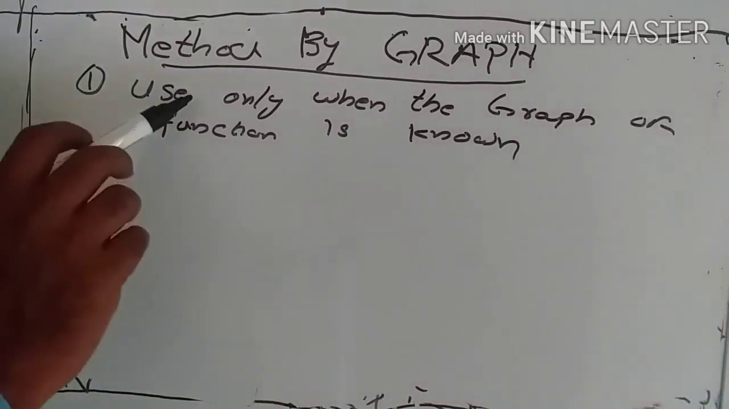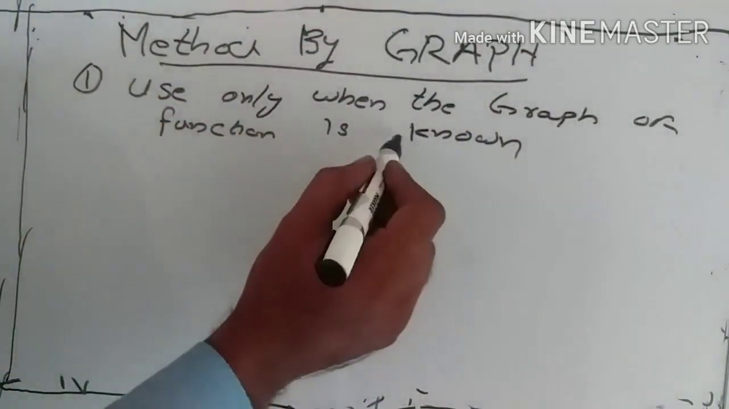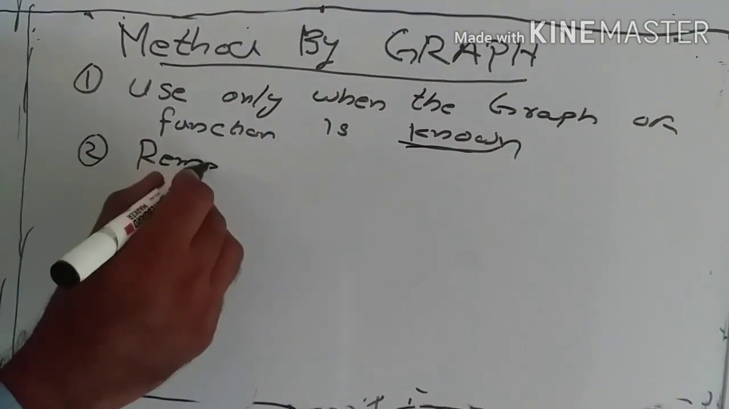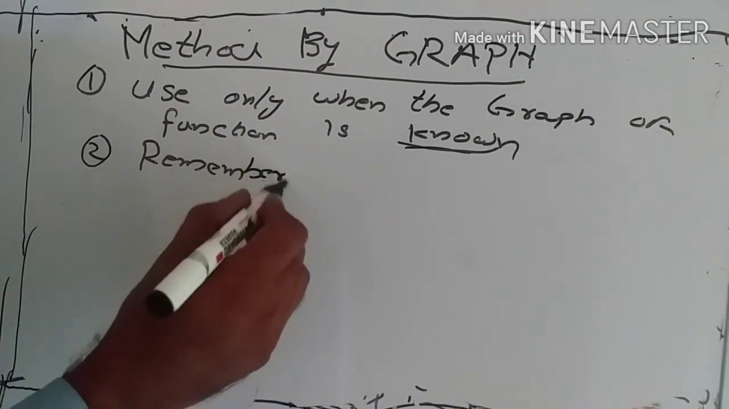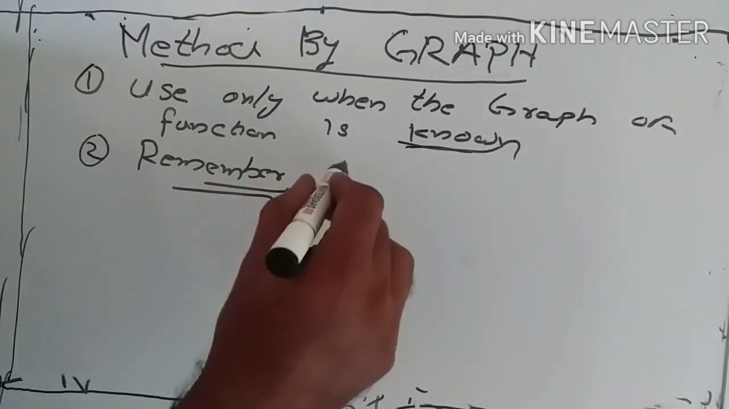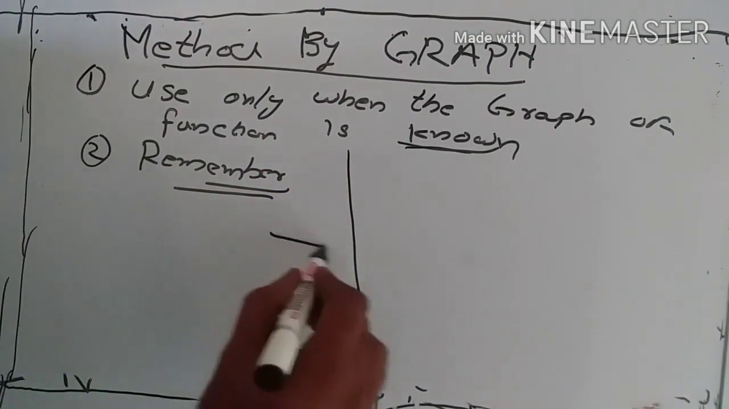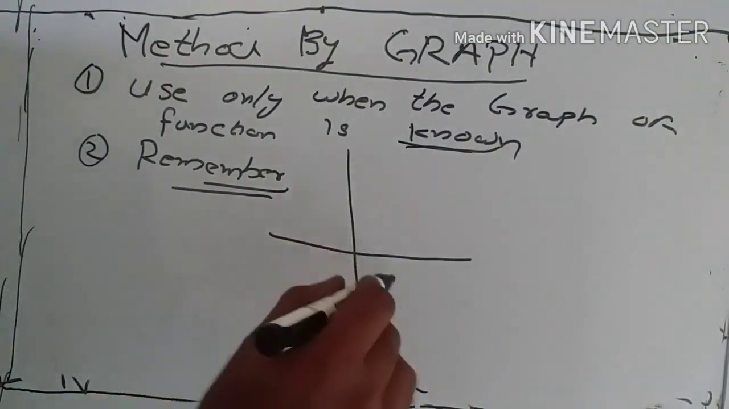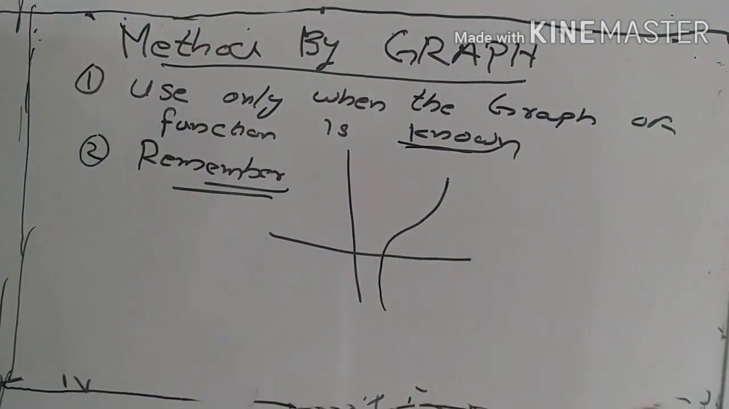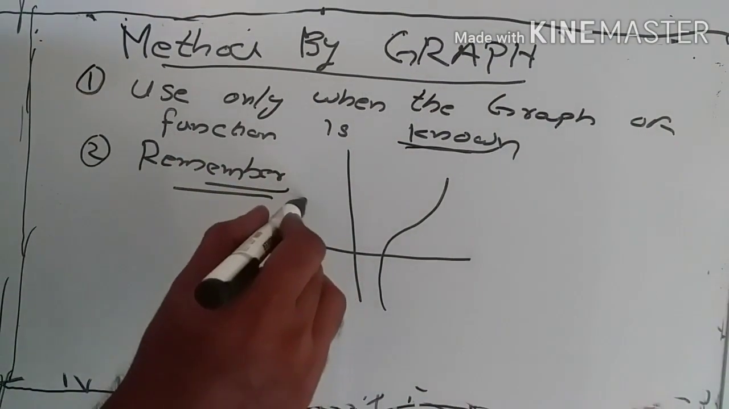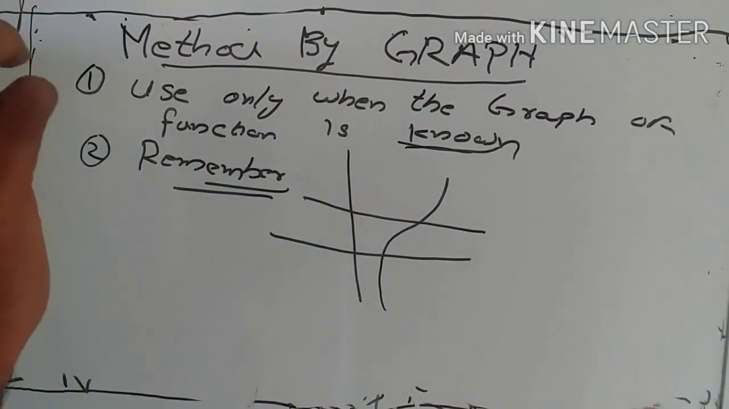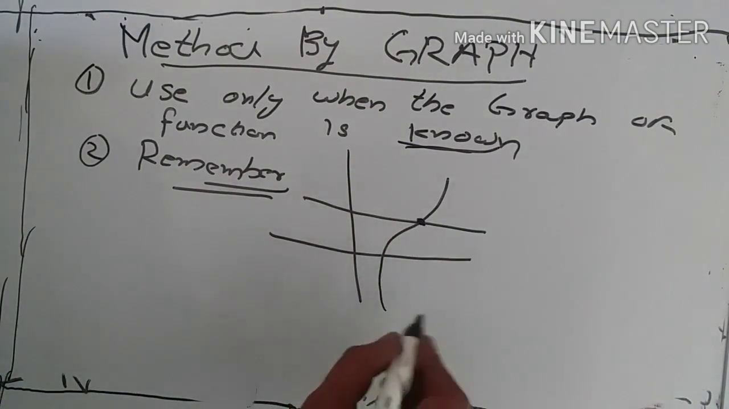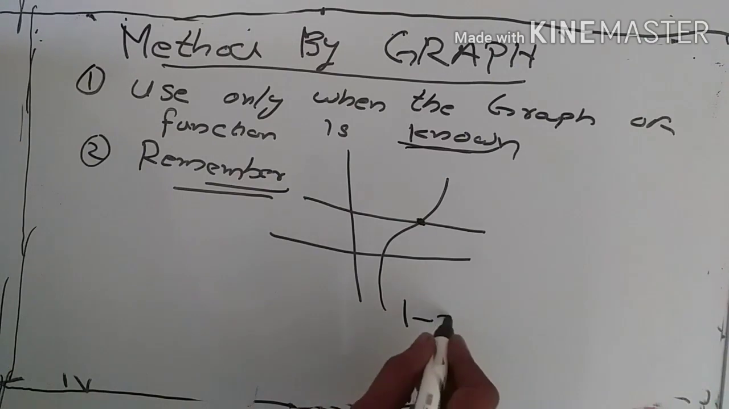This method is used only when the graph of the function is known. The second point we have to remember is: suppose I know the graph of the function. Let the graph of the function be this. Draw a line parallel to x-axis. That line cuts the graph at only a single point. Then the function is 1 to 1.